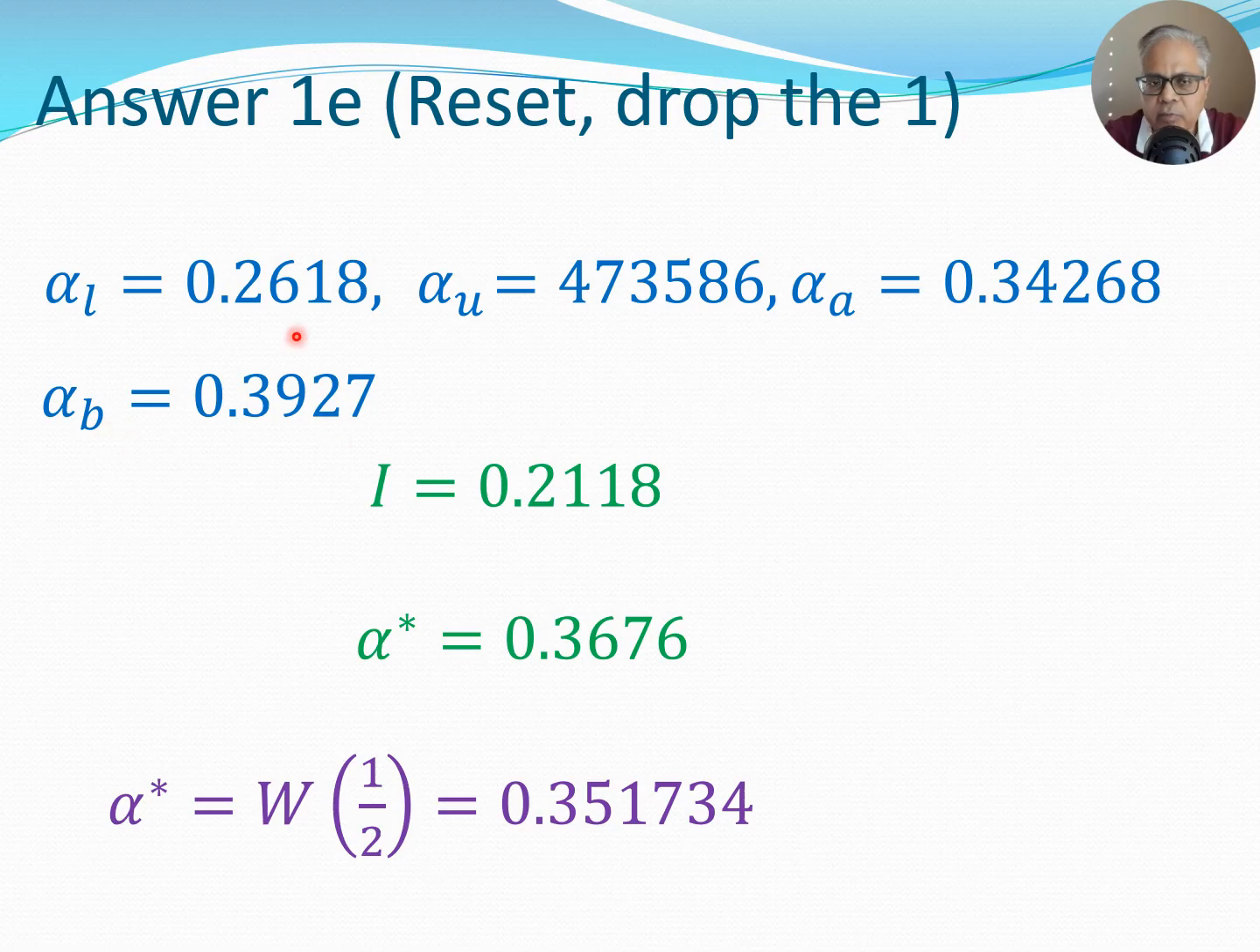Alpha L is 0.26, alpha U is 0.47, and the points inside that particular domain are alpha A and alpha B. I is 0.2118, alpha star is 0.36. So there has been certainly some reduction in I. That is the way we are going to track this algorithm. We want to bring I down to some very small value, for example, 0.001 or something like that.